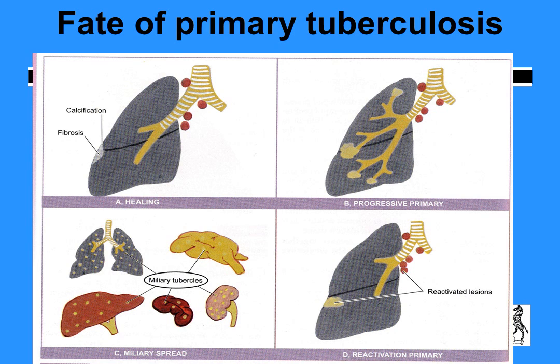So this is a pictorial presentation of the same. First is healing by fibrosis. It can progress into a progressive primary tuberculosis, with a pneumonia-like picture. It can spread to other organs, called miliary spread, and there could be future reactivation of the primary focus leading to secondary tuberculosis.